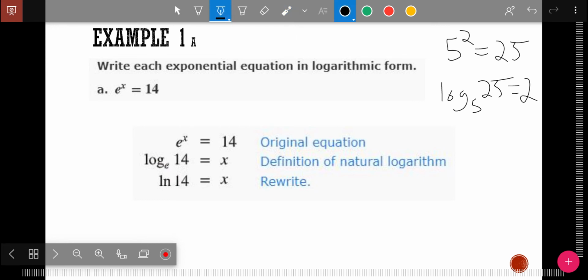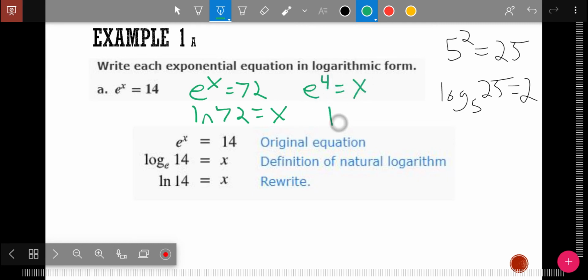Let's look at some other examples here. If we said e to the power of x equals 72, then it would just be ln 72 equals x. Or if they said e to the power of 4 equals x, then it would be ln x equals 4. All they want you to do is switch from exponential form to logarithmic form. And then we'll do some the other way.